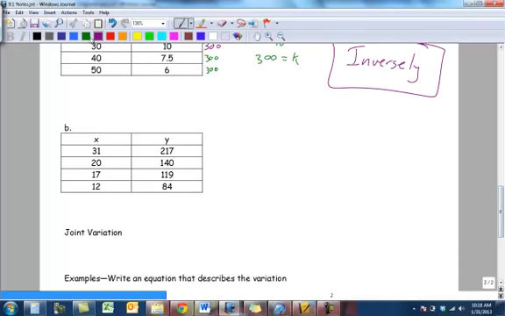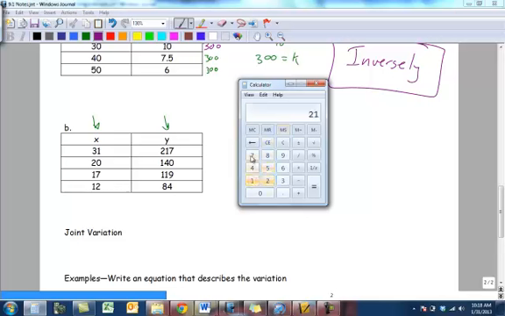All right, let's try another one. Part B, what is x doing? X is going down. Y is also going down. So inverse is out this time. The question is, is it direct or neither? All right, so directly is y is equal to k times x. So in this first example, 217 is equal to k times 31. So we're going to divide. We're essentially doing y divided by x here, right? So we got 217 divided by 31.